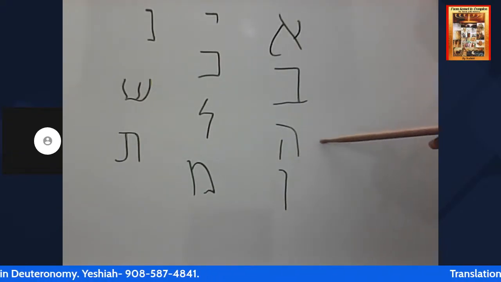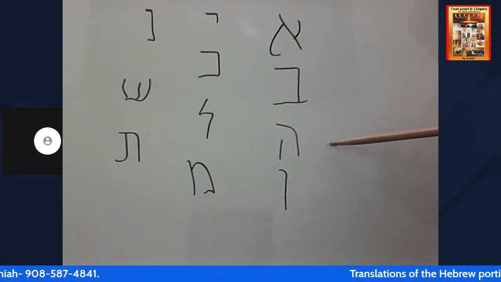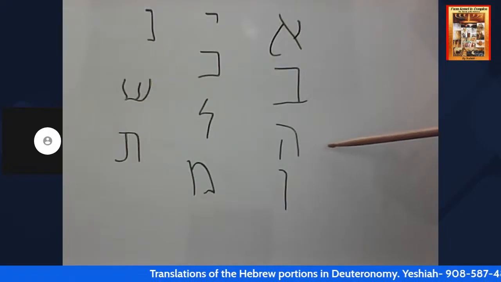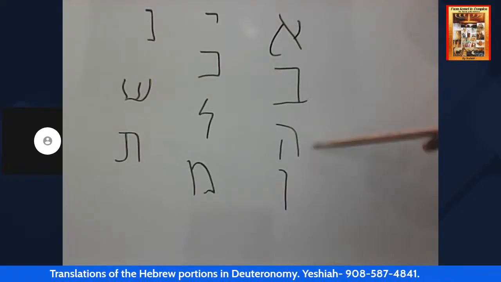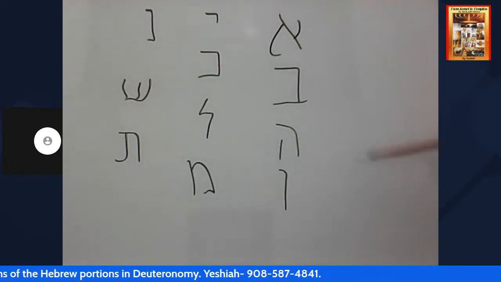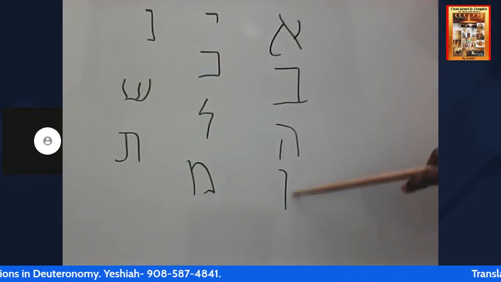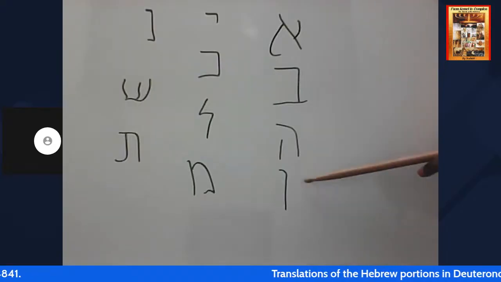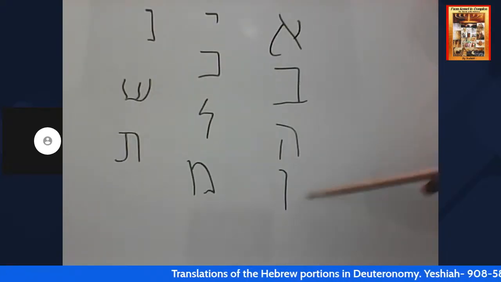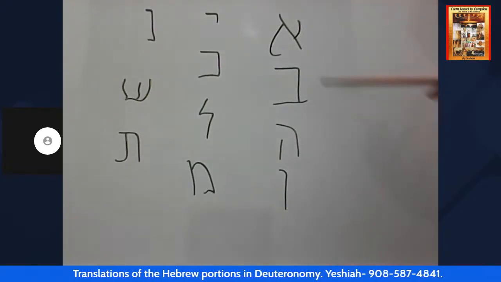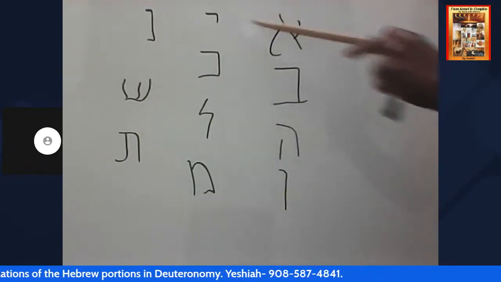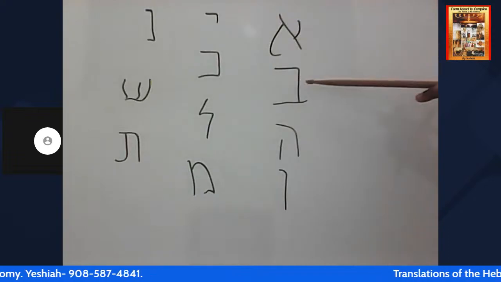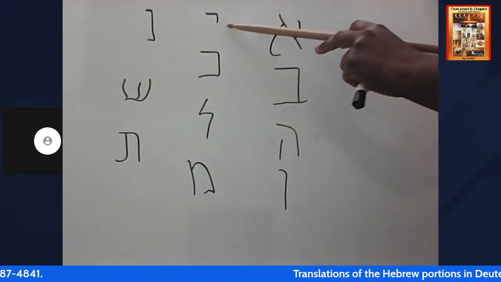This serves as a prefix with nouns, a prefix with verbs, and a suffix with nouns, and a suffix with verbs. So we just want to point that out. Next we have here the letter Waw. This serves as a prefix with verbs and a prefix with nouns. Here we have the letter Yod. This serves as a prefix with verbs and a suffix with nouns.